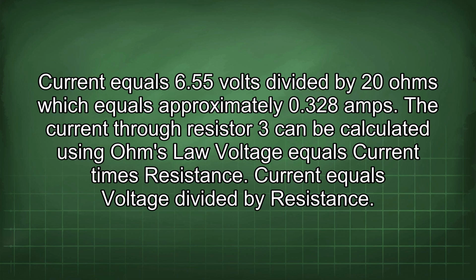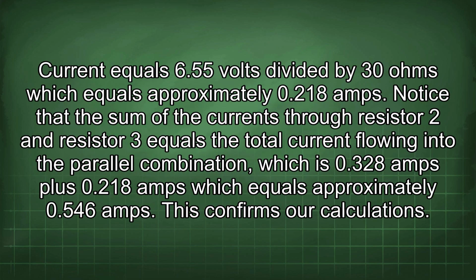The current through resistor 3 can be calculated using Ohm's law. Voltage equals current times resistance. Current equals voltage divided by resistance. Current equals 6.55 volts divided by 30 ohms, which equals approximately 0.218 amps.